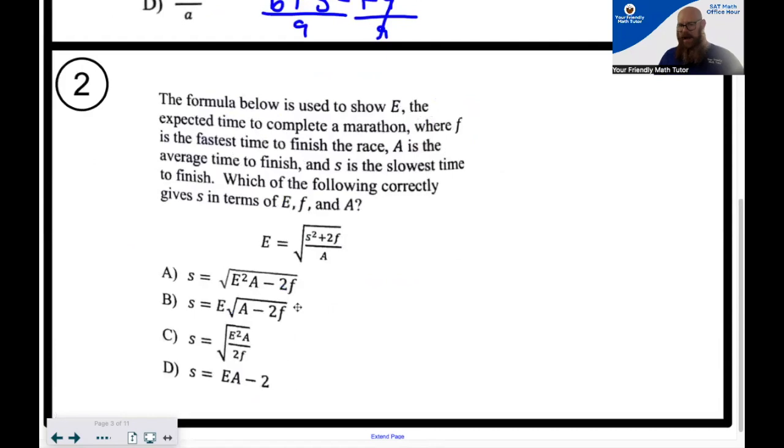Okay. So again, I do not care about any of this. When you see an equation, this kind of problem is called a literal equation. You see an equation that has a bunch of variables and constants in it, and then all the answers are those same variables and constants. All that's doing is saying, solve this for S, rearrange to get S by itself. I don't care about the expected time to complete a marathon. All that extra reading just wastes time and gets your brain thinking about other things that are not important. So just take this, get S by itself. The first thing I would do is square both sides. So E squared equals S squared plus 2F over A.